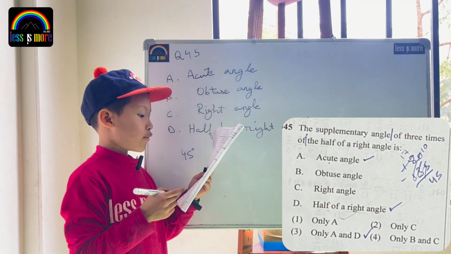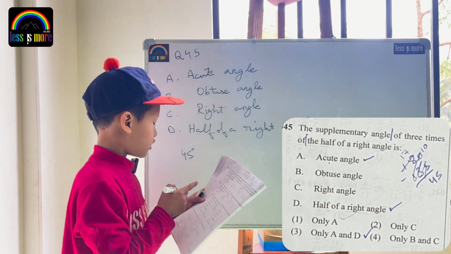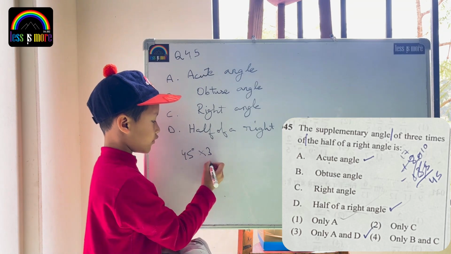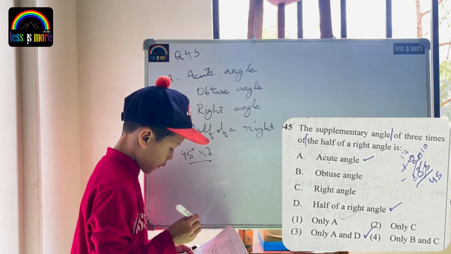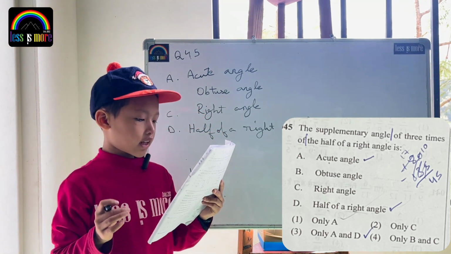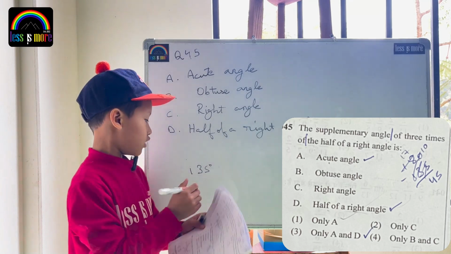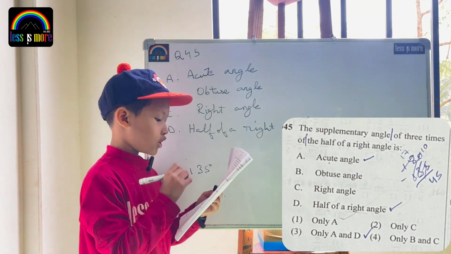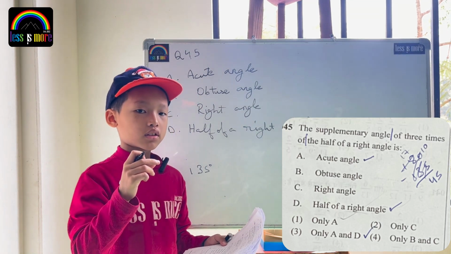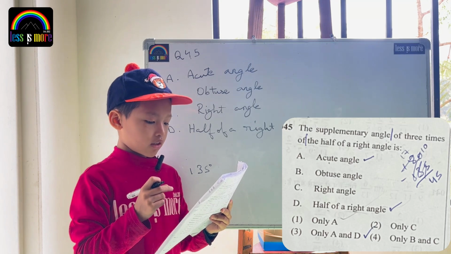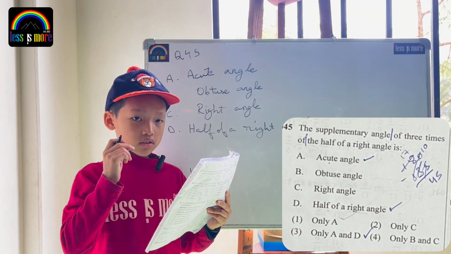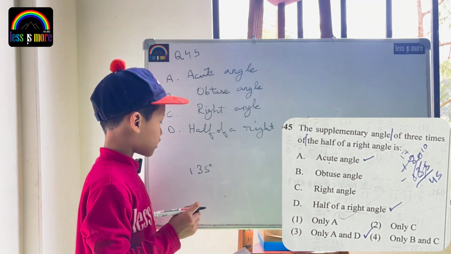So we found the first task, half of a right angle. It is 45 degrees. Then the second one is 3 times. So we have to multiply this 45 times 3. The answer is 135 degrees. Then the last one, the supplementary angle of this number 135. Supplementary means any two angles that add up and form a 180 degree straight angle. Those two are called supplementary angles.